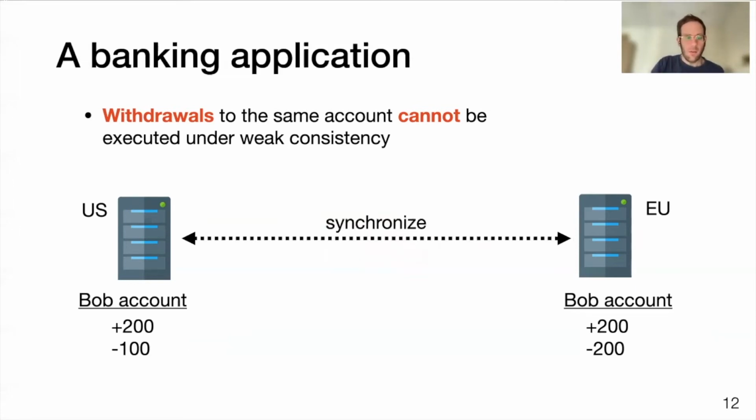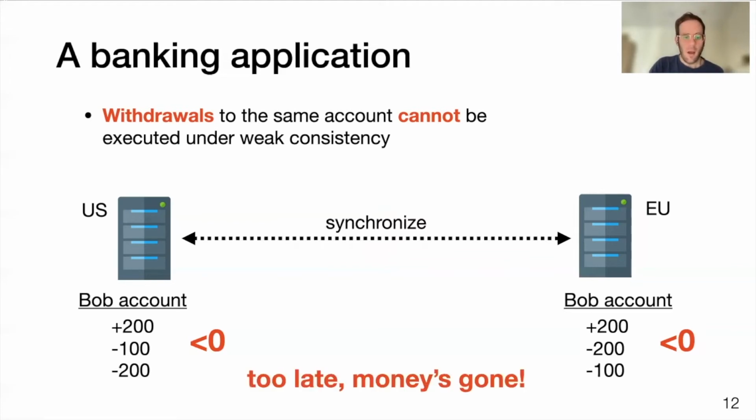The problem comes afterwards when these replicas synchronize and operations are exchanged. Both replicas will end up with a balance which is below 0, which violates the application invariant. But at this point, it's too late because the money is already gone.